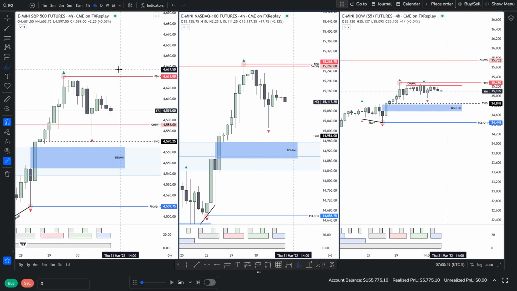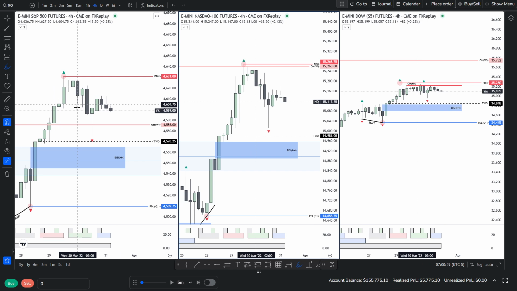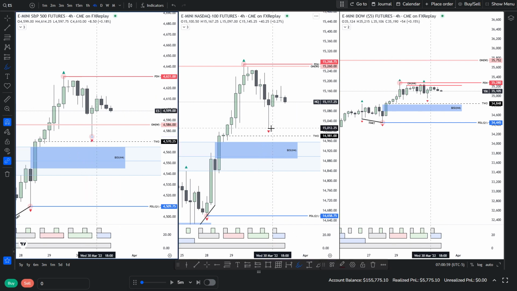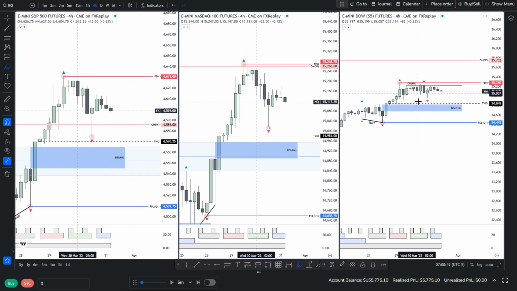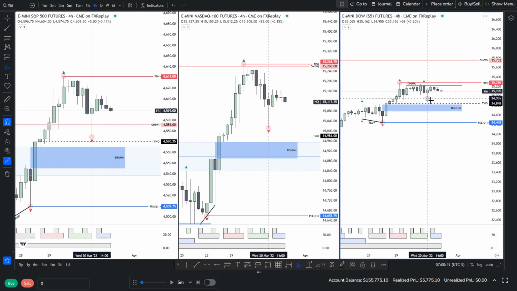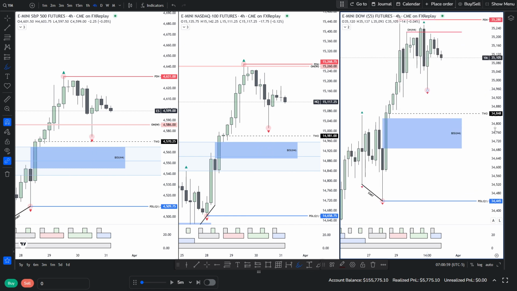Want to get out my marker tool. So Wednesday started here. What's that? 27.50. Close proximity to here, so I'm not too worried by that. Obviously, that's the low. That's the low.